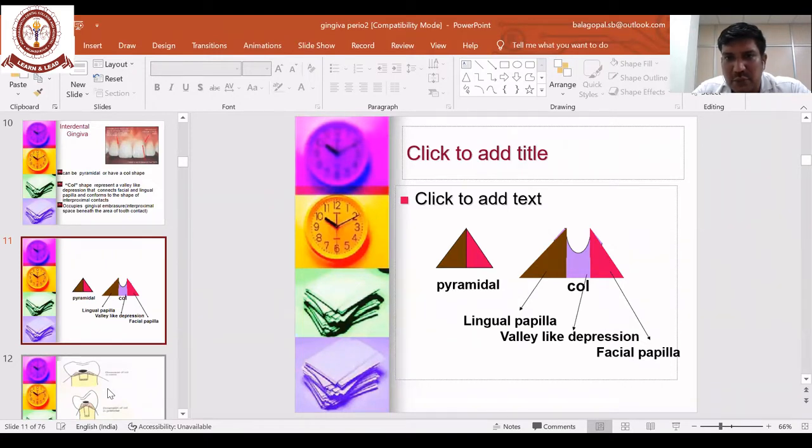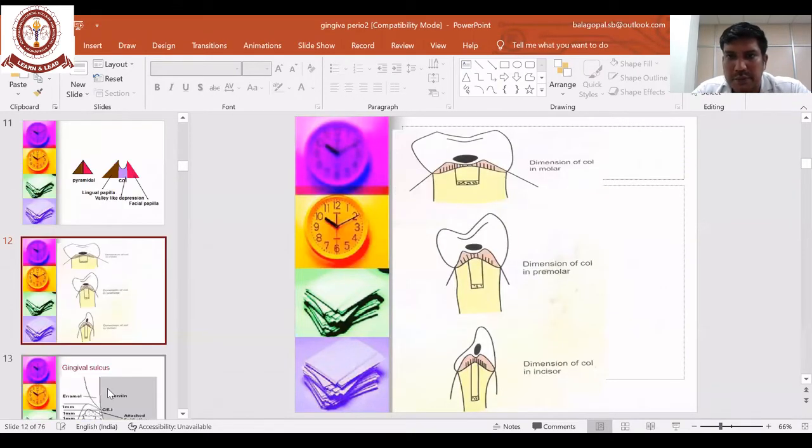It is usually pyramidal in structure, and in slice-wise view, it is a polystriate structure. It has a valley-like depression. The outer parts are the facial papilla and then the lingual papilla. So the dimension of the col plays an important role in the attachment process. It is more in the premolar region and it is lesser in the molar region.